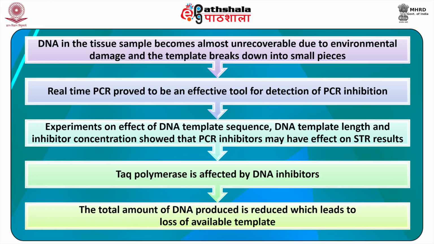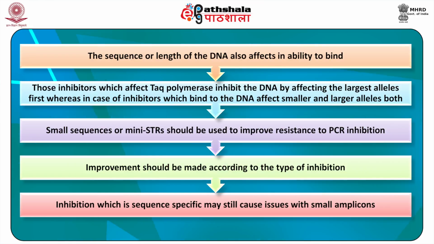Real time PCR proved to be an effective tool for detection of PCR inhibition. Experiments on the effect of DNA template sequence, DNA template length and inhibitor concentration showed that PCR inhibitors may have an effect on STR results. Taq polymerase is affected by DNA inhibitors. The total amount of DNA produced is reduced, which leads to loss of available template. The sequence or length of DNA also affects the inability to bind.